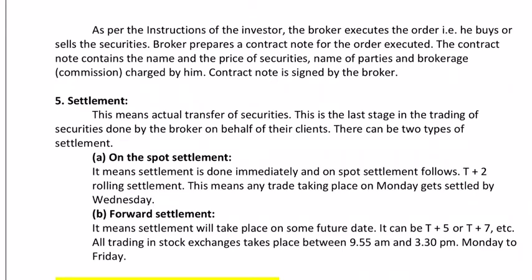Here settlement takes place on a future date. It could be T plus 5 or T plus 7. That is, if a transaction takes place today, maybe 5 days later, the settlement happens or reflects in the account. Stock exchanges are open from Monday to Friday, and trading usually takes place between 9:55 to 3:30 in the afternoon.